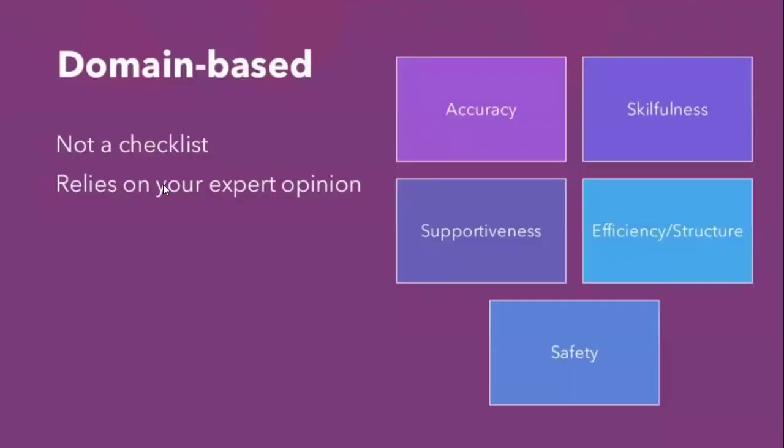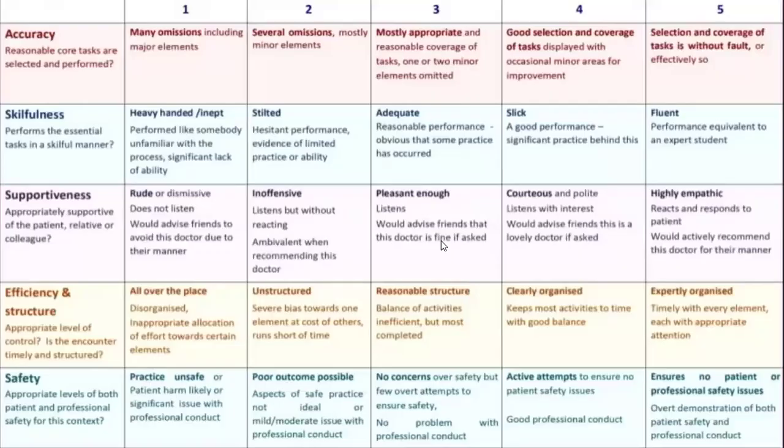Accuracy is the most important domain, which means the checklist. Skillfulness means you should be fluent. Supportiveness means good communication skills and your attitude inside the room or inside the station. Efficiency means structure, being organized, and safety: you should cover the safety points.